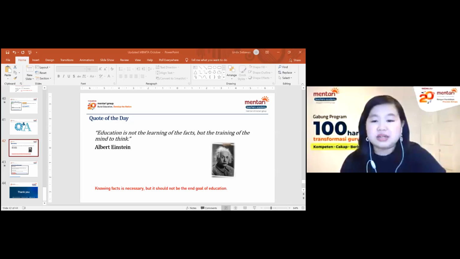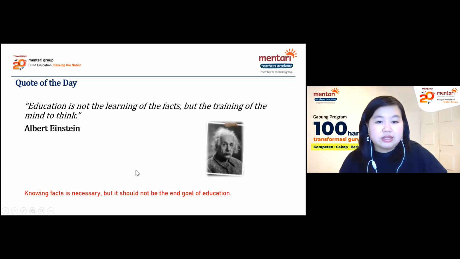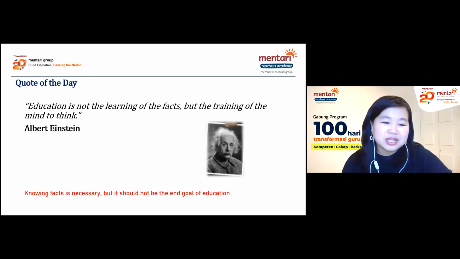I want to share this quote from a very famous person, Albert Einstein. He says that education is not the learning of facts, but the training of the mind to think. The note at the bottom is my addition, because as a teacher reading this, I would think, isn't it necessary to know the facts? They're foundational. So I'm adding that knowing the facts is necessary, but it should not be the end goal of education. Especially in math, we would like our students to be effective problem solvers by learning mathematics.